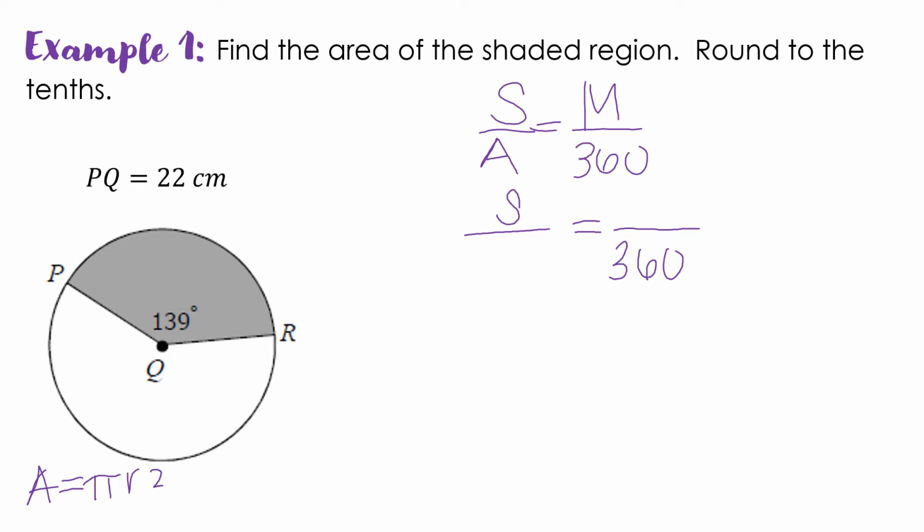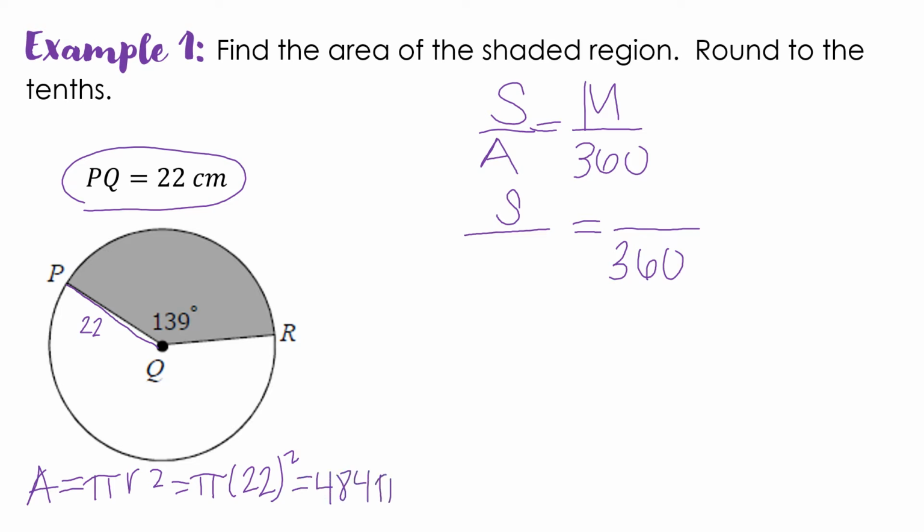We need to look at what's given. They tell us PQ is 22 and PQ is the radius. So we are going to do pi times 22 squared. 22 squared is 484, so that makes the area 484 pi. Don't forget about the pi. I'm going to leave it in exact form until the very end.